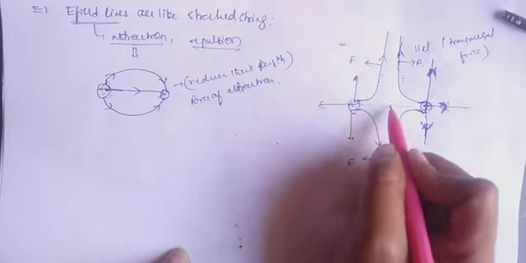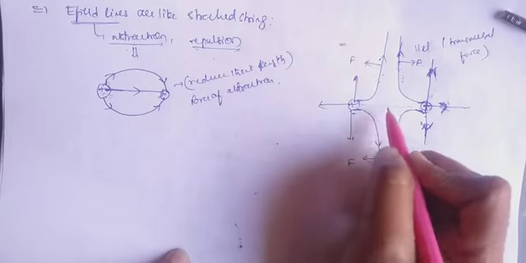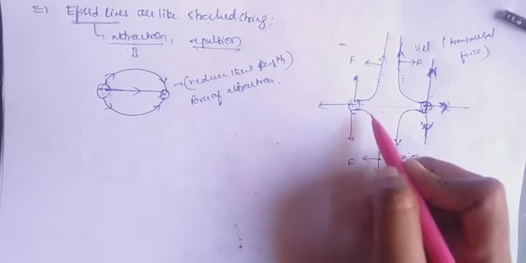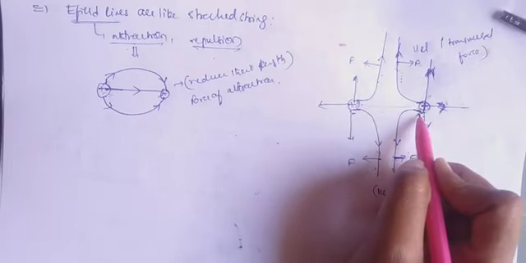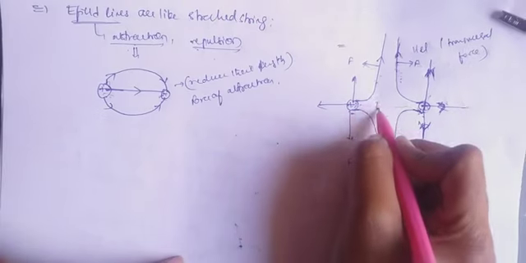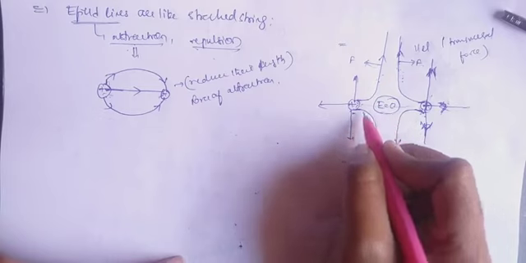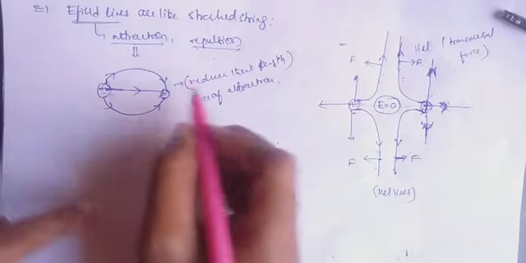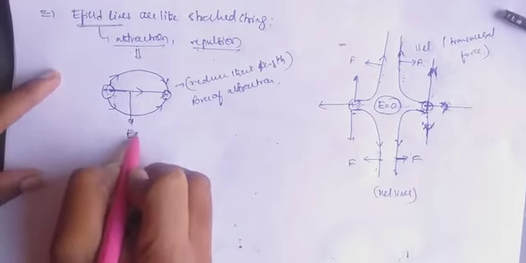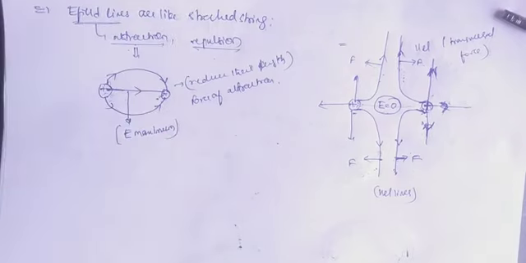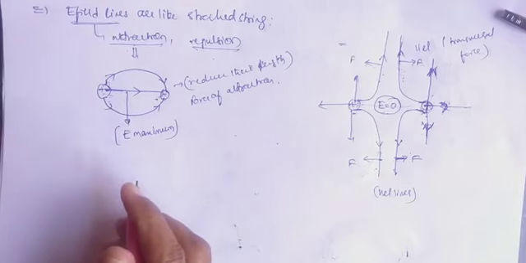Here inside we are not getting any line, because the first lines from this positive and this positive get repelled. That's why here the electric field is equal to 0. So the electric field is 0 in between the two positive charges, but between the positive and negative charge we get the maximum electric field.